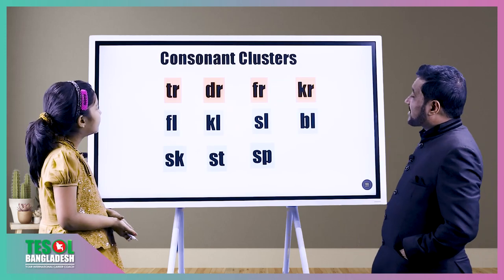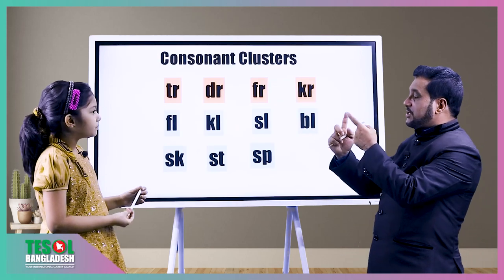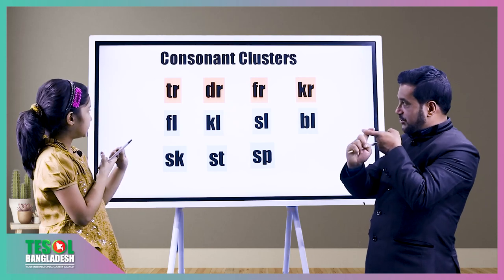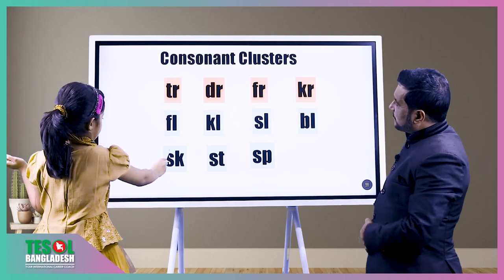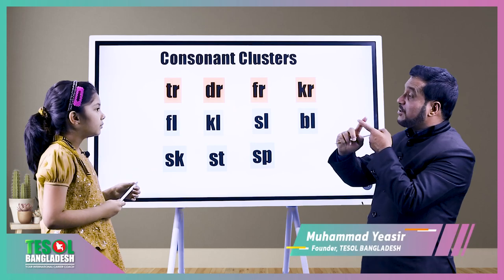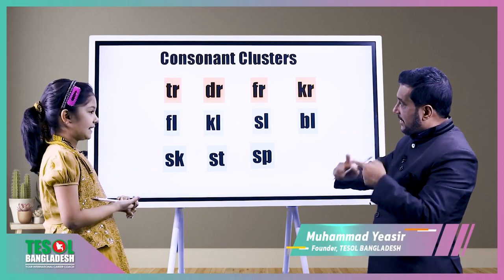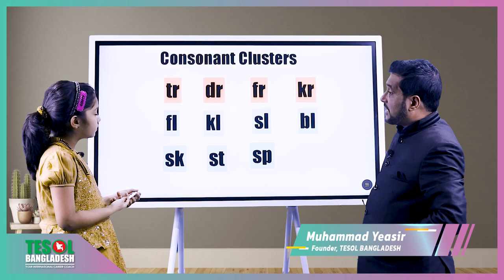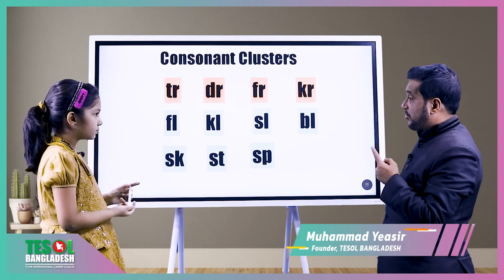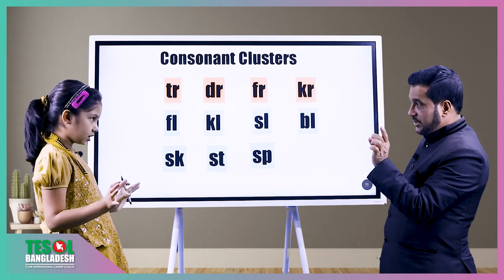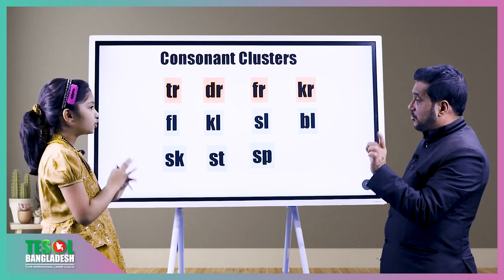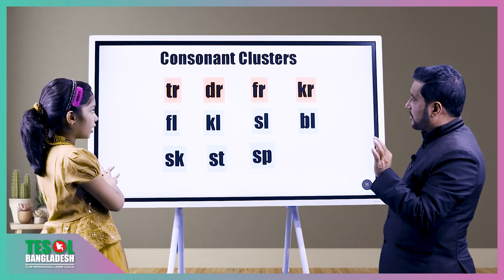Prapty, এবার আমরা clusters শিখবো. Clusters হচ্ছে two sounds together. Consonant clusters মানে হচ্ছে দুটা consonant sounds together. Like আমরা যদি বলি ta ta ta এটা একটা sound. Ra ra ra এটা আরেকটা sound. Together tra tra tra, like dra dra dra.